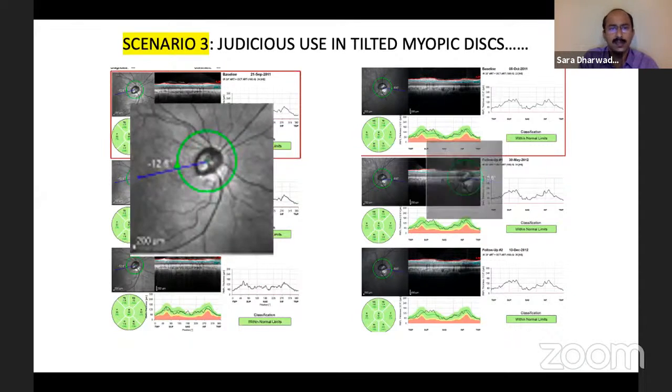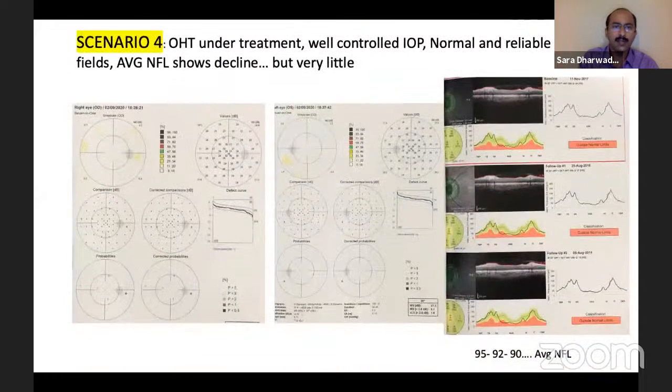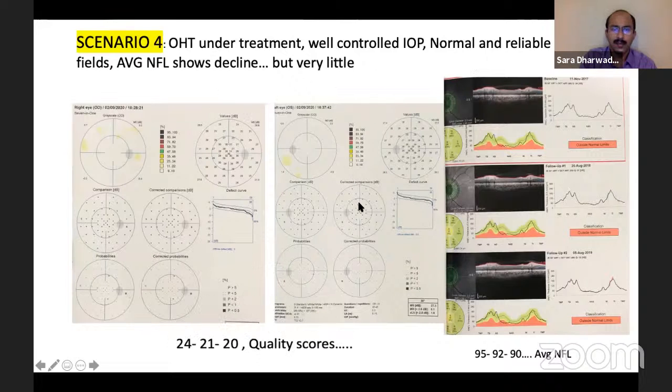So now the last scenario here is you have ocular hypertension under treatment with well-controlled IOP and normal and reliable fields. Average RNFL shows decline. Now, a very important thing is the quality scores are uniform and the RNFL decline is less than 5 microns.